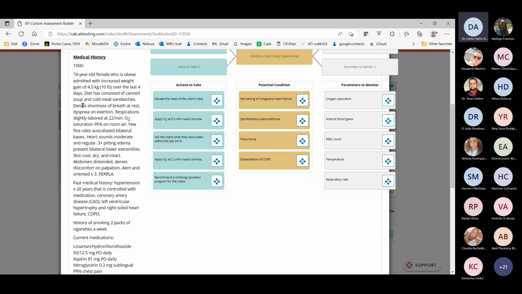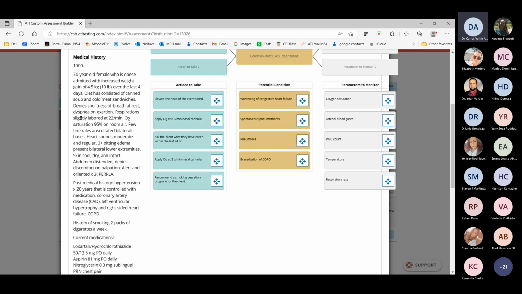Denies shortness of breath at rest. So it is in the past because it is earlier. So she in the past denied shortness of breath at rest. Dyspnea on exertion. What does that mean? The patient while resting is okay, but then has dyspnea on exertion, when the patient is walking, climbing stairs, or doing exercise, the dyspnea appears. So it's an exertional dyspnea. This is what it means, dyspnea on exertion.